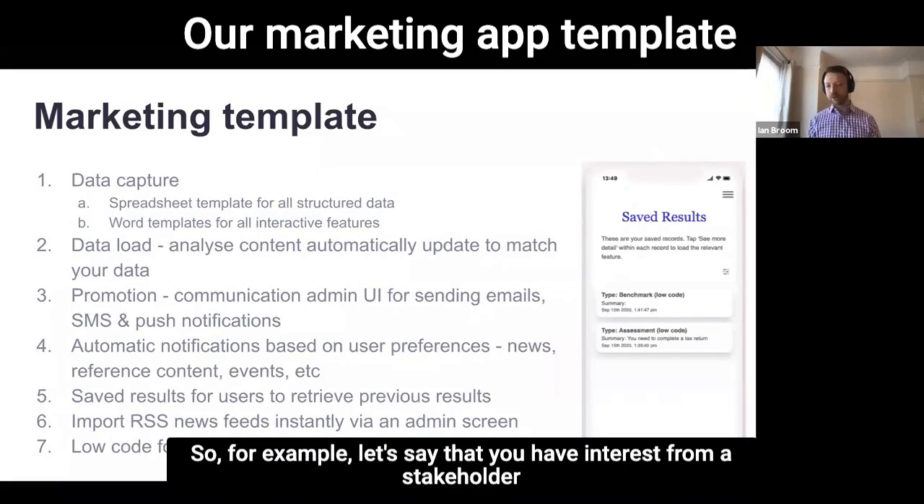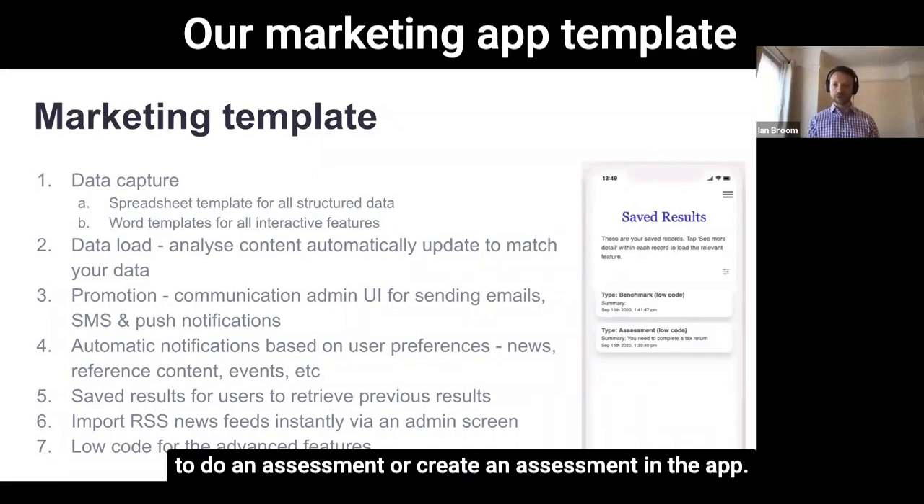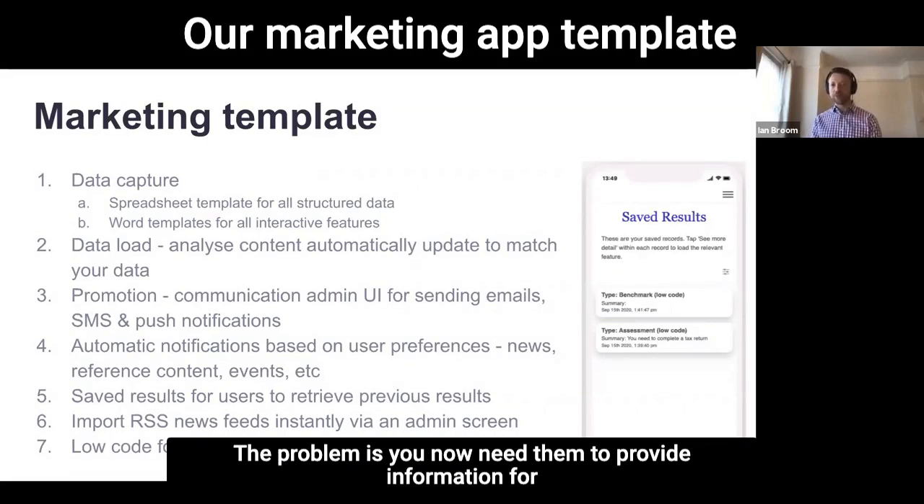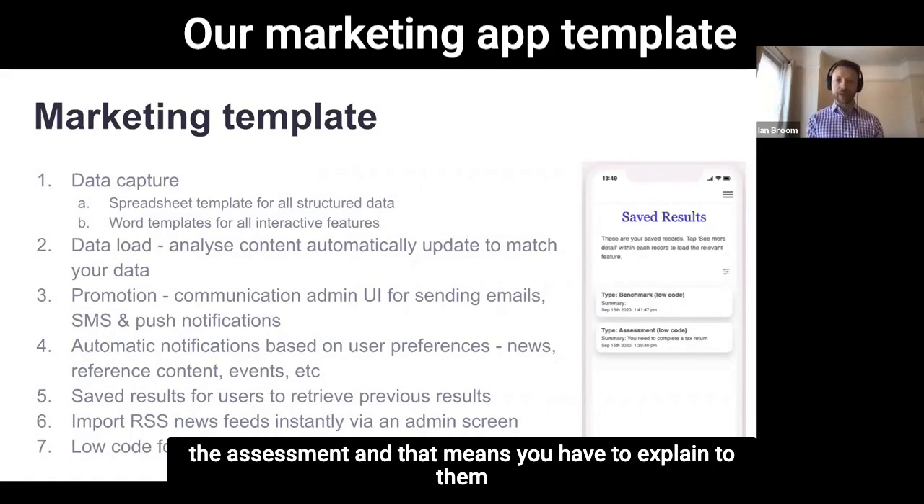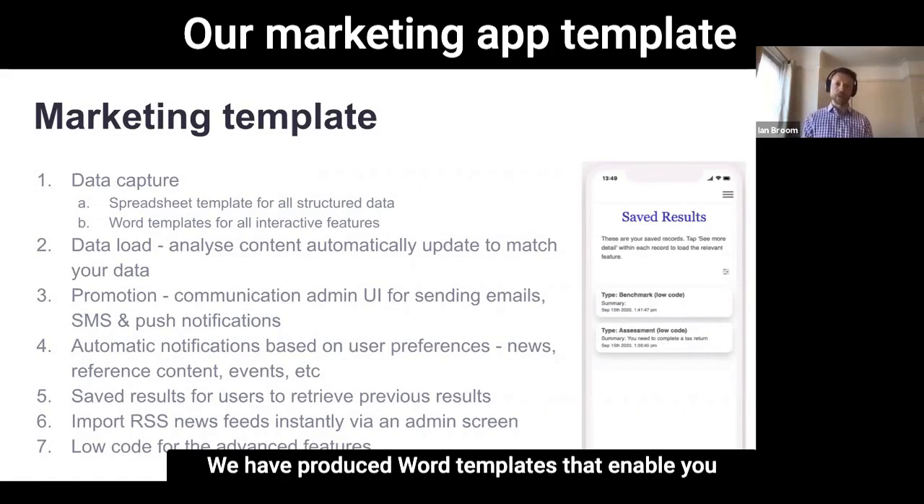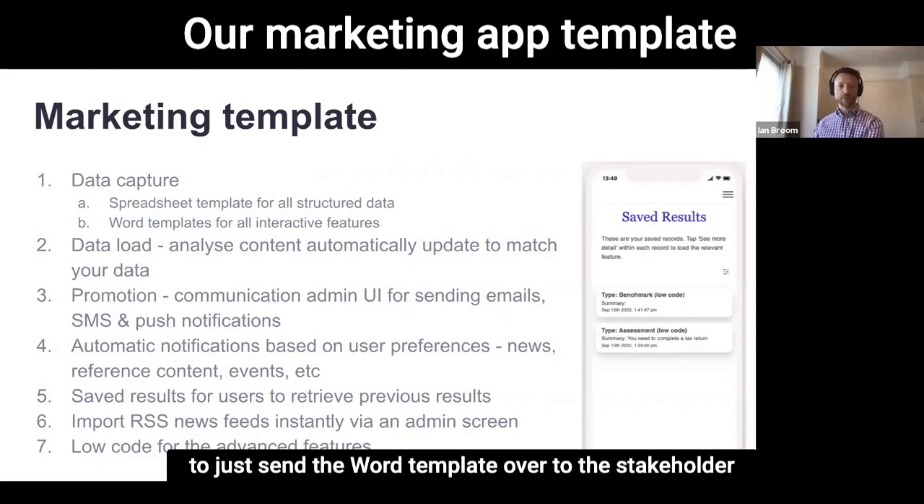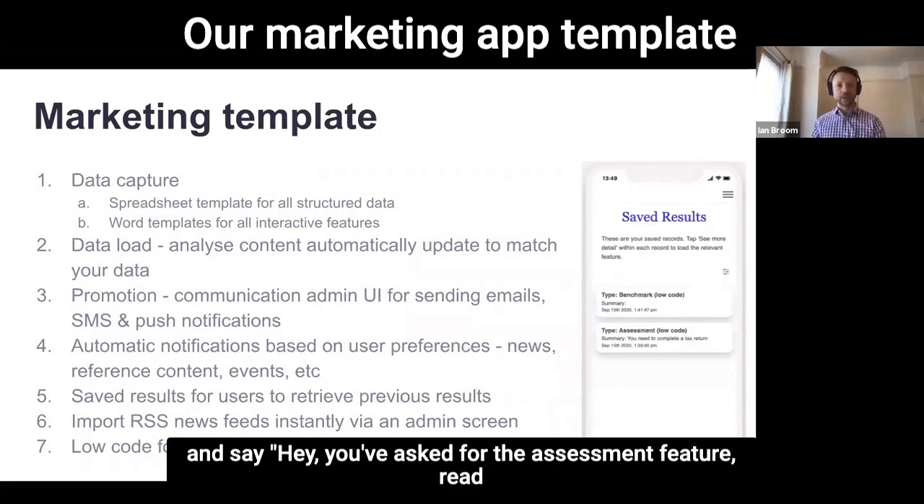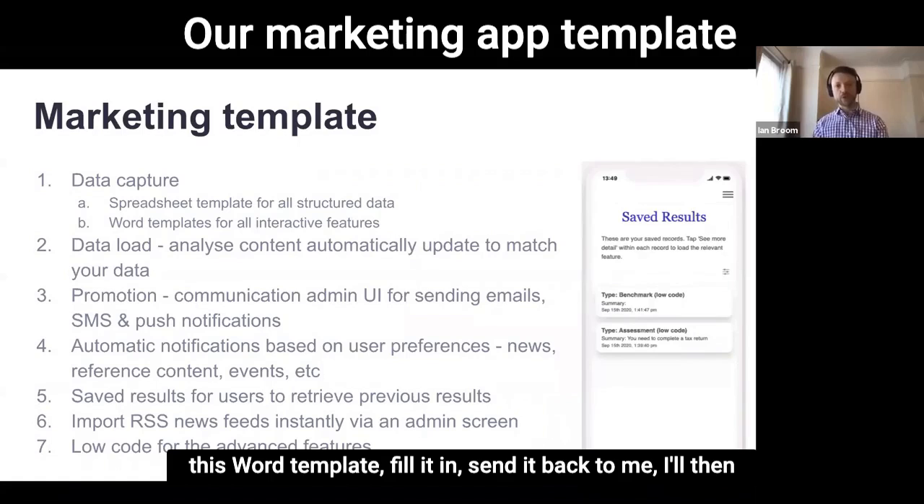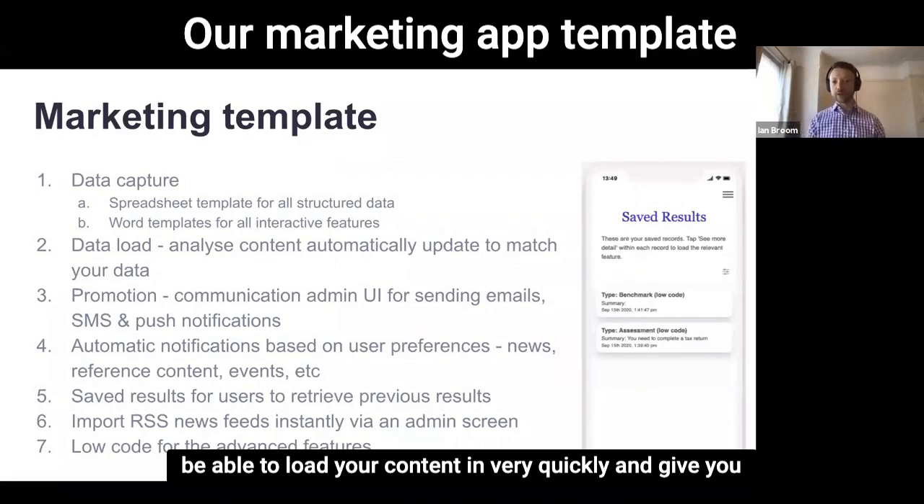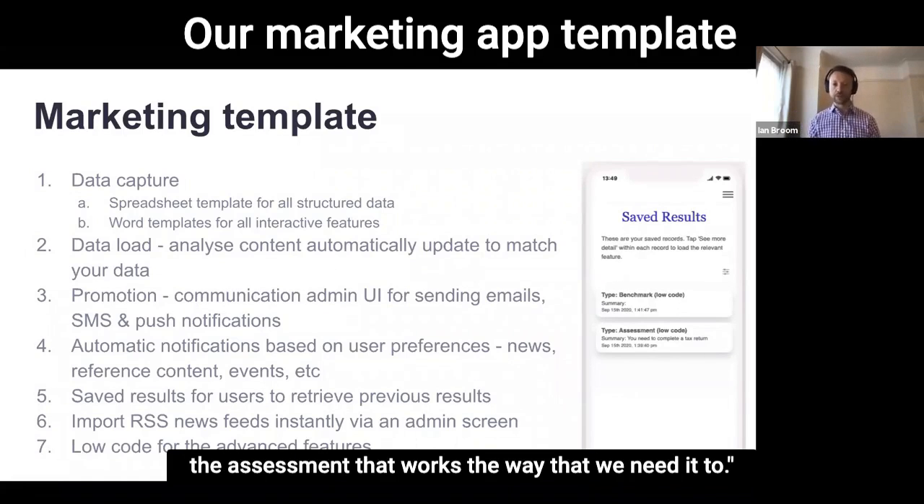So for example, let's say that you have interest from a stakeholder to create an assessment in the app. The problem is you now need them to provide information for the assessment. And that means you have to explain to them what format you need the information in, best practices, etc. We have produced Word templates that enable you to just send the Word template over to the stakeholder and say, hey, you've asked for the assessment feature, read this Word template, fill it in, send it back to me. I'll then be able to load your content in very quickly and give you the assessment that works the way that we need it to.